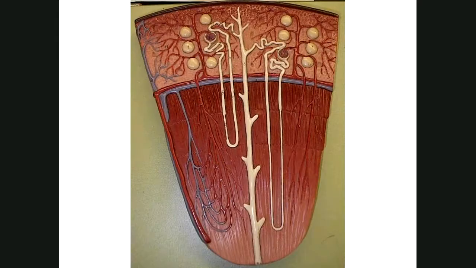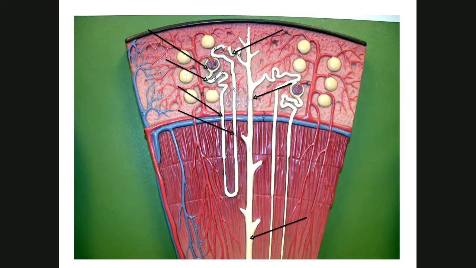So when we look here, I hope that you can figure those out already. But there's our cortical nephron, short. There's our juxtamedullary nephron, long. Other than that, they're the same basically. So we got these different parts. So there is Bowman's capsule. There is proximal convoluted tubule. There is the descending limb of the loop of Henle. And then the ascending limb of the loop of Henle. And then the distal convoluted tubule. And then the collecting duct.